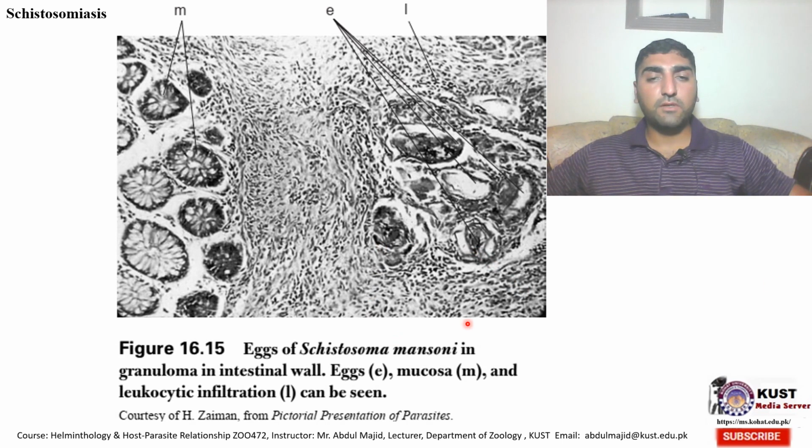This is the structure of the granuloma formation. Here you can see eggs of Schistosoma mansoni in the granuloma and intestinal wall. These are the eggs, and this M is for mucosa, the mucosal cells. You can see here the infiltration of various leukocytes, macrophages and eosinophils. They have infiltrated in this area and can be seen here.